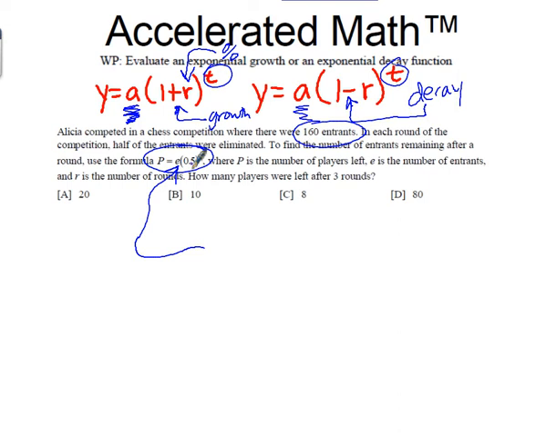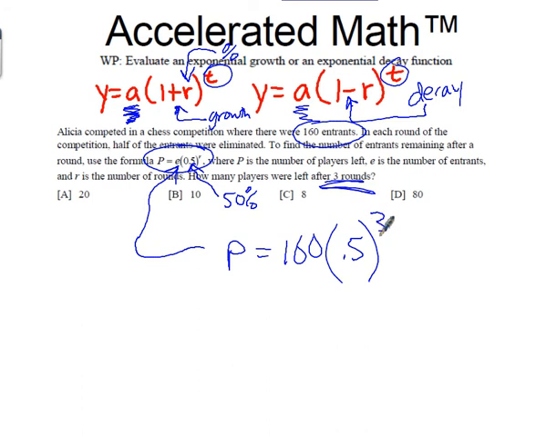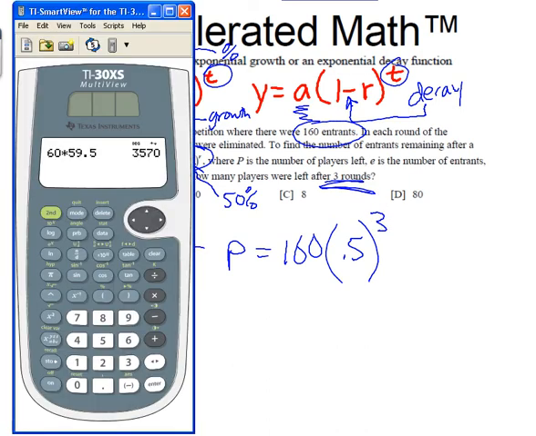Okay, and so you can see this rate here, that's 0.5, which is 50%, and what they say is 50% of them are going to be going out. So basically this one is just P equals the number of entrants times (0.5), they gave us that, and the number of rounds, they're asking for after 3 rounds. So you're simply going to go to the calculator and plug it in.